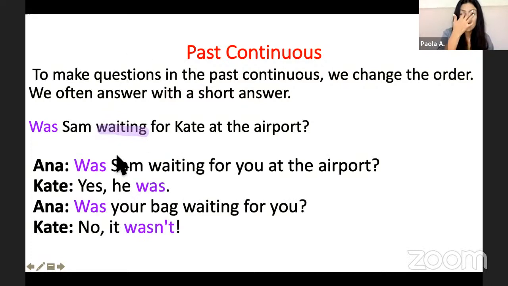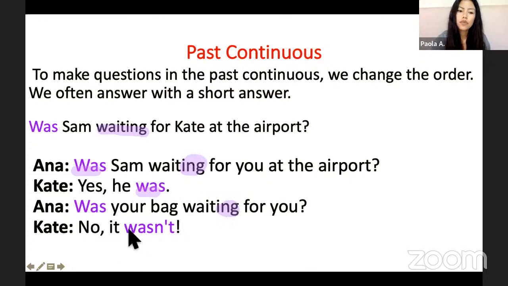So let's see a little interaction. Anna, was Sam waiting for you? Because it's talking about you, was he waiting for you? Short answer: yes, he was. This is a yes/no question, sorry. So yes, he was. Another question: was your bag, remember ing, waiting for you?